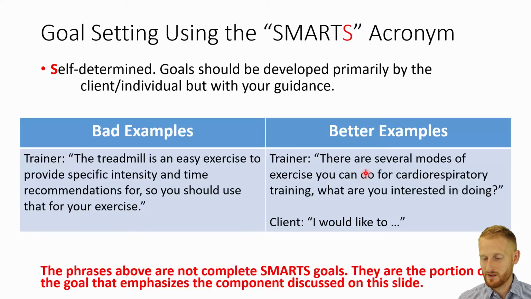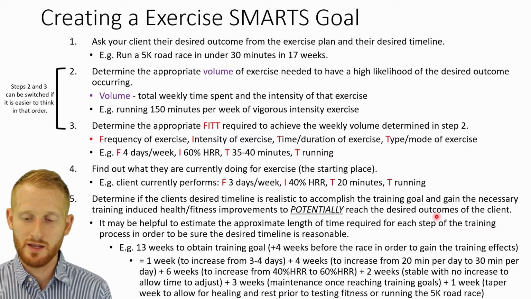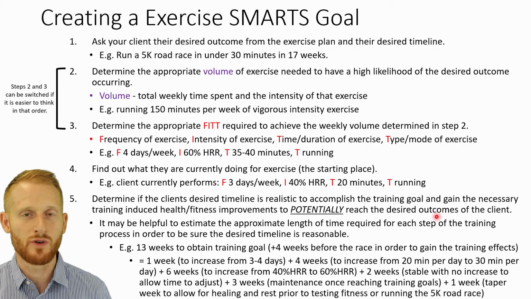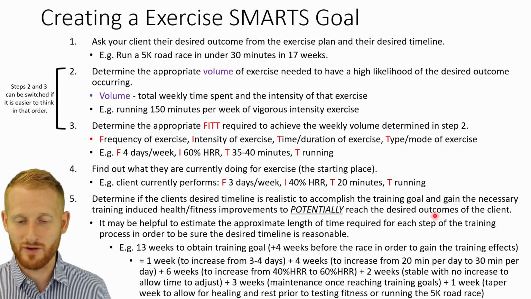So you can say something like, there are several modes of exercise you can do to train for cardiorespiratory fitness. What are you interested in doing? Then you give some examples: treadmill, exercise bike, you can swim, you can do the elliptical, and let them help you create an exercise prescription that they're going to enjoy. So let's put this together in a step-by-step format of how I suggest that you create a SMARTS goal. And this is just my personal suggestion.